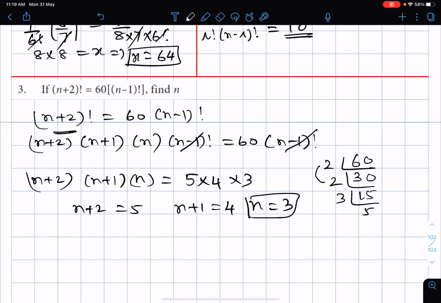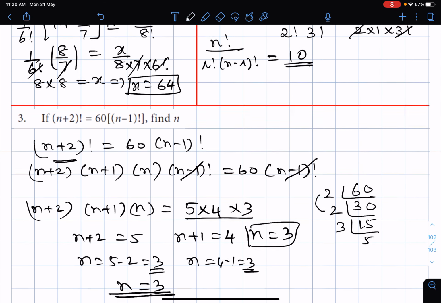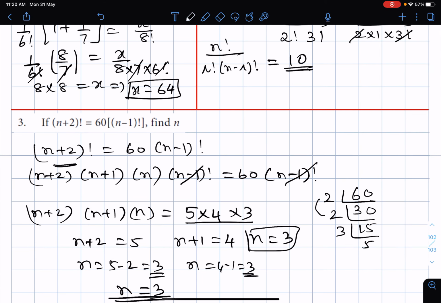So actually n equal to 3. Even when you solve this, n is going to be 5 minus 2, that is equal to 3. Similarly here n equal to 4 minus 1, that is equal to 3. So whichever you solve, it is going to be 3. So you have to write it as consecutive factors decreasing one by one, then only you will get the correct answer. Therefore n equal to 3 is our final answer. Okay, these three sums are based on our factorials. I hope you understood this using our factorial sum. Okay, thank you.